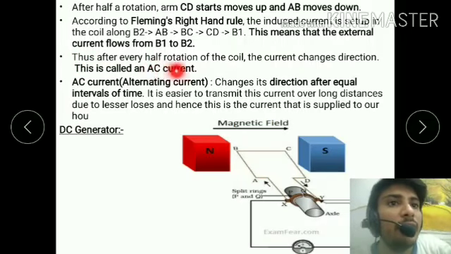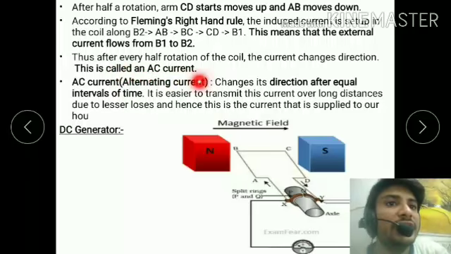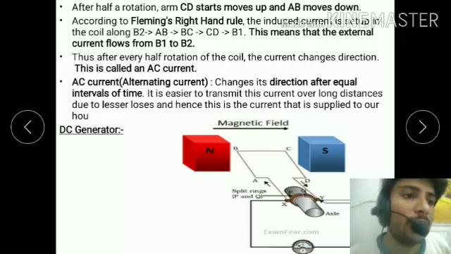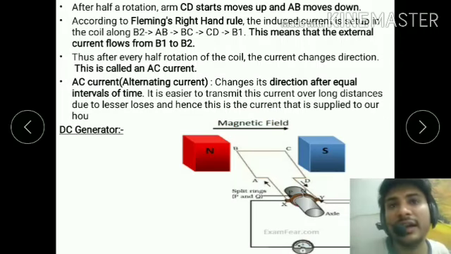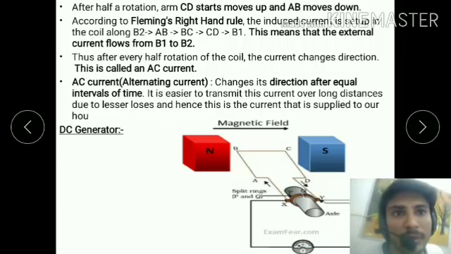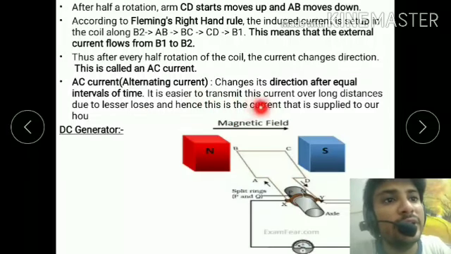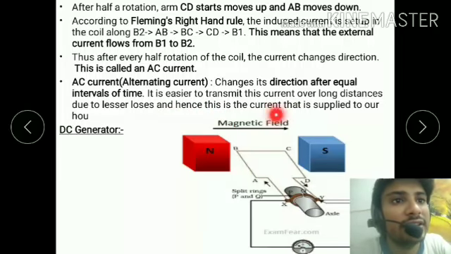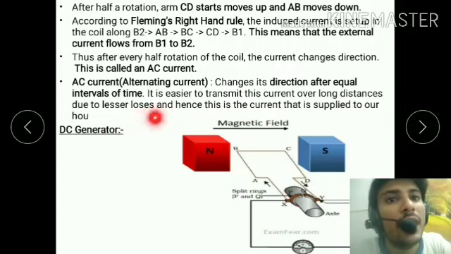Thus, after every half rotation of the coil, the current changes direction. This is called AC current. AC current means alternate current, which changes direction after equal intervals of time. What is the meaning of AC alternate current? It changes direction at a fixed interval of time. It is easier to transmit this current over long distances due to less loss, and hence this is the current that is supplied to our houses.